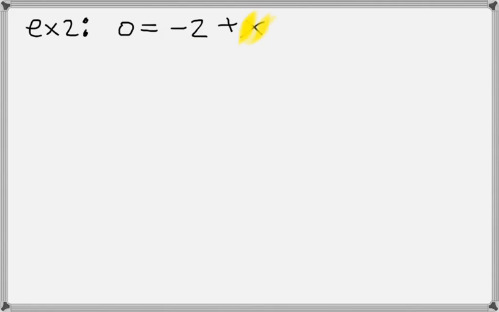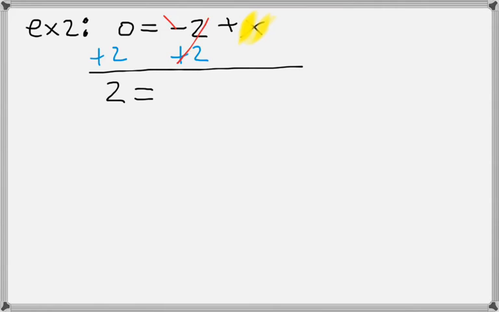How do we fix that? How do we undo a subtract 2? We have to add 2. If we add 2 to one side of the equation, we have to add 2 to the other side to keep our equation in balance. So when we do that, on the left we have a 0 plus 2, that's 2, is equal to a negative 2 plus 2 is equal to 0, so that cancels out, leaving us with our x. So our final answer, we have an x is equal to 2.